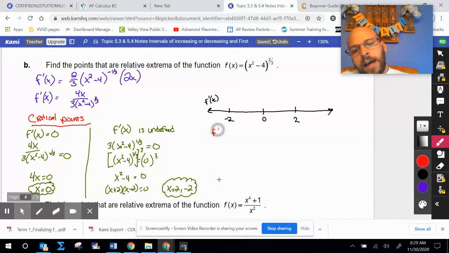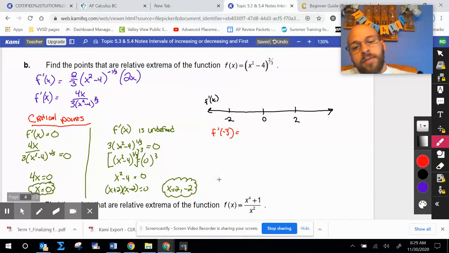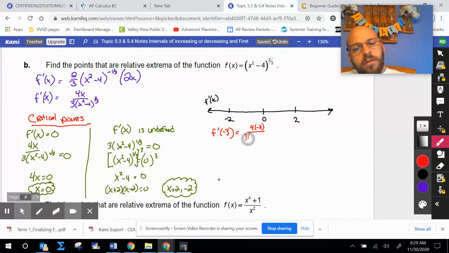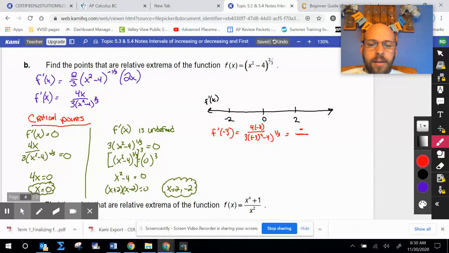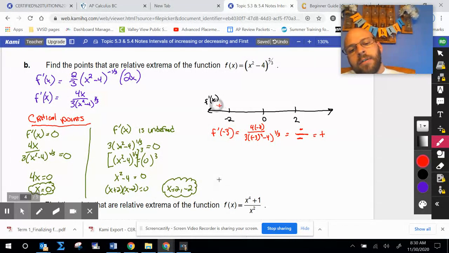So let's say f prime of negative 3. I'm going to plug negative 3 into the derivative. So I have 4 times negative 3 over 3 times negative 3 squared minus 4 to the 1/3 power. Now again, I don't really care about the value, I care about what the sign is. Now the top will definitely be negative. The bottom will also be negative. So if I have a negative over a negative, that is a positive answer.